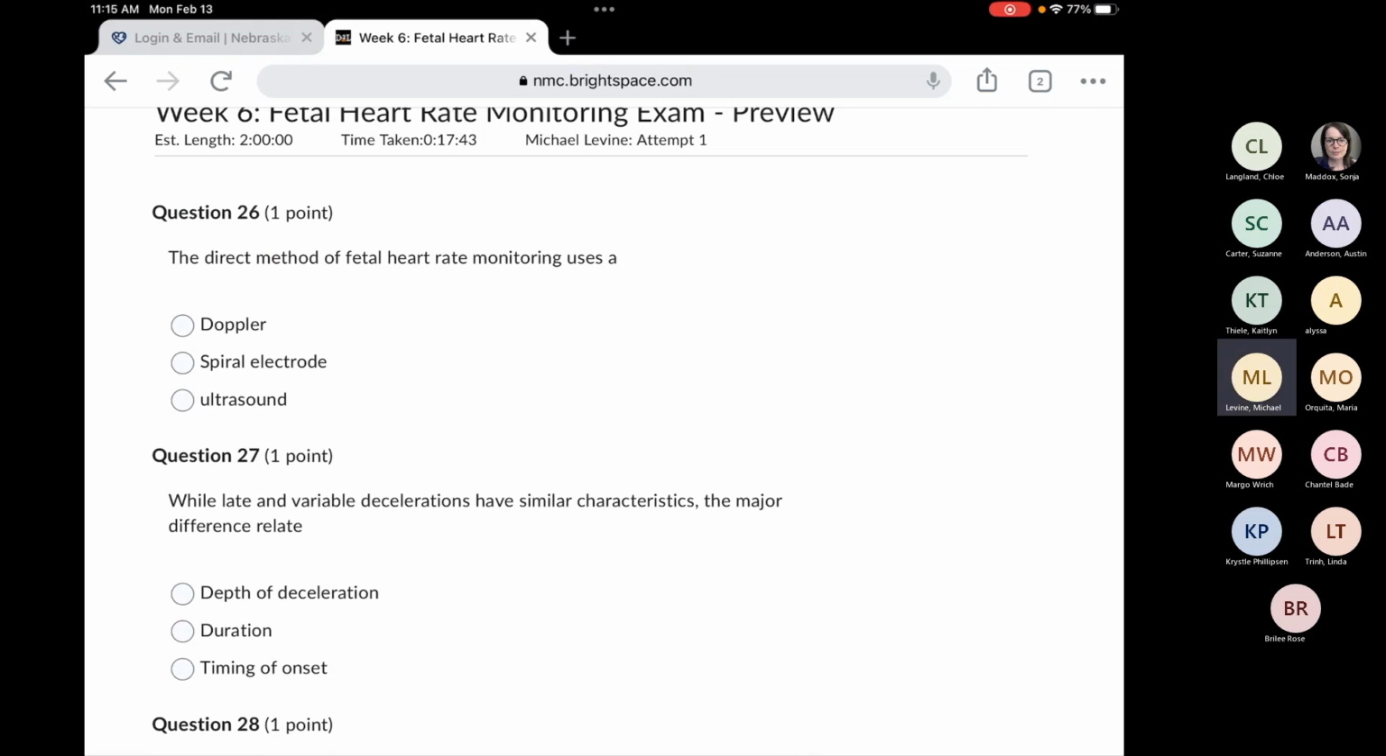Question 26. The direct method of fetal heart rate monitoring uses Doppler, spiral electrode, ultrasound. Well, direct is a spiral electrode.